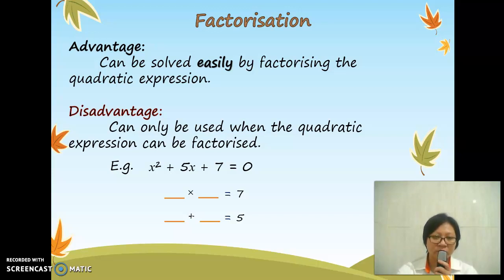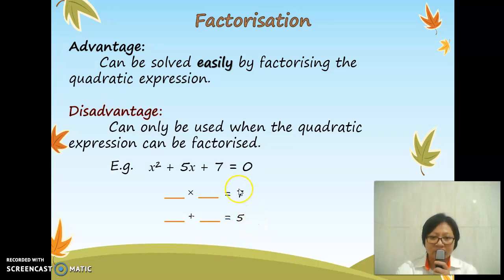The advantage is it's easy, but not all quadratic equations can be factorized. For example, x squared plus 5x plus 7 is equal to 0. Find two numbers that when you multiply them together, the product is 7. And when you add them up together, the result is 5.